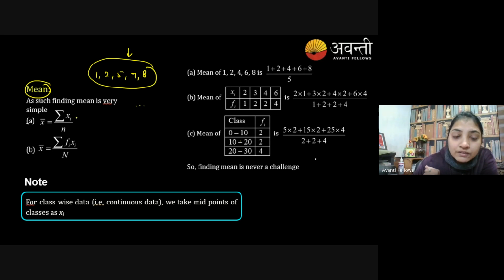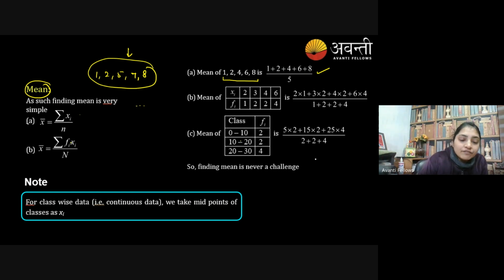So if I have normal raw data, it means only items are there, no frequency is given. It means the mean will be the summation of xi, the sum of all the items, divided by the total number of items. Like we have 1, 2, 4, 6, 8. So this will equal 1 plus 2 plus 4 plus 6 plus 8 divided by 5. Is it clear to everyone?